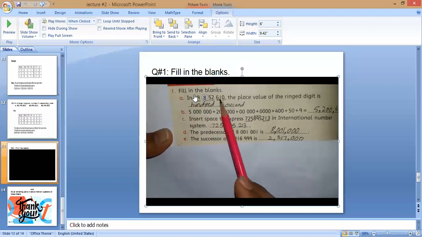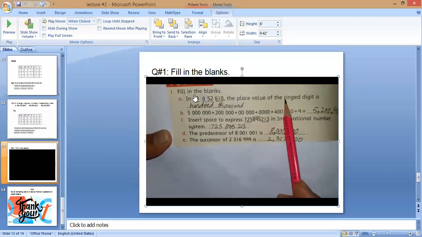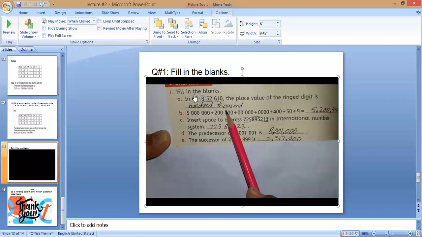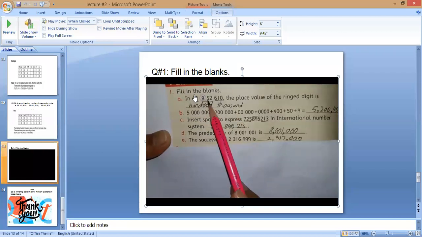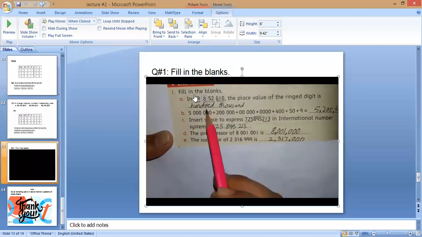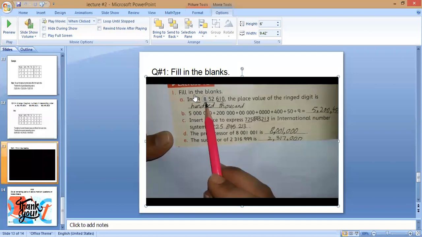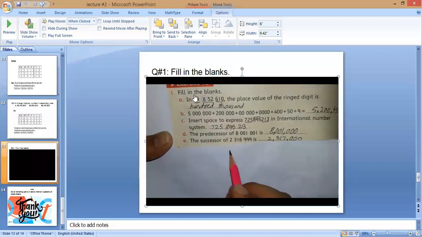In this number, the place value of the ringed digit is dash. You have to fill this dash. First of all, you can check you have a number 8, which is ringed. For finding the place value of the ringed digit, you will make a place value chart.